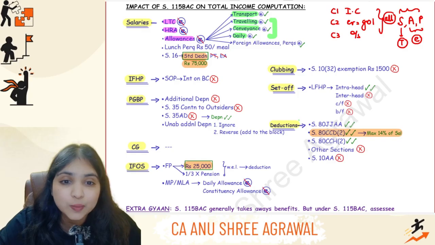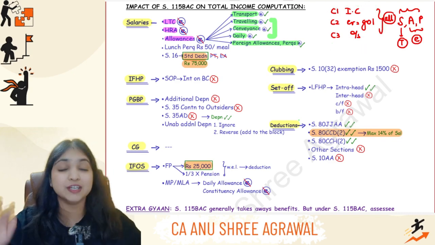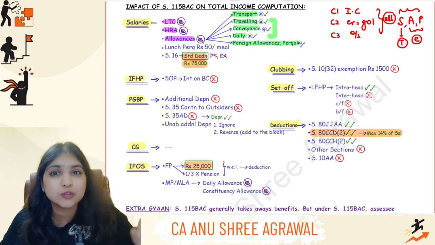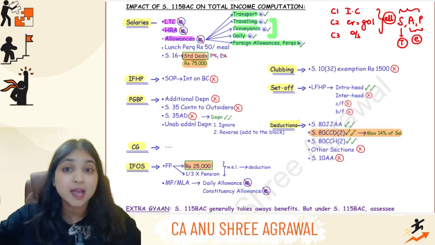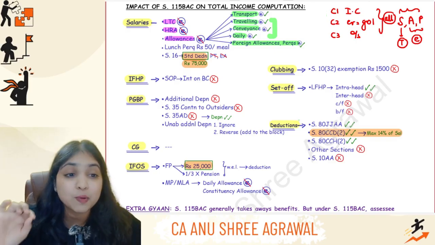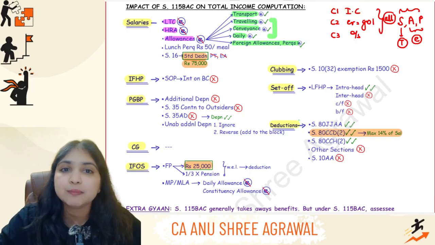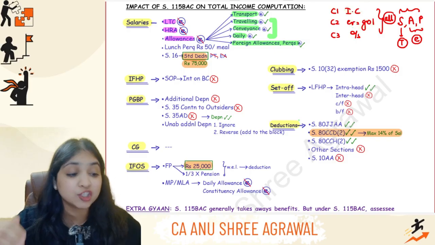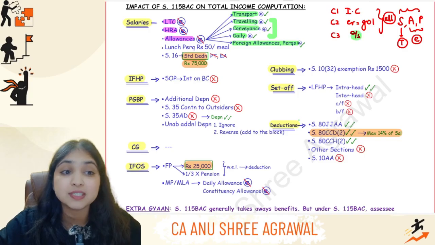Foreign allowance and perquisites, this is the point which I explained to you over here. This point will apply only if these conditions are fulfilled. Generally, salary income accrues in the place where the assessee renders service, but there is an exception. In the exception, three conditions are there. Condition number 1, assessee is an Indian citizen. Condition number 2, employer is government of India. And condition number 3, the employee is rendering services outside India.